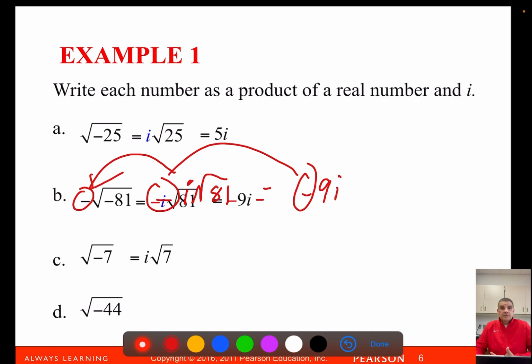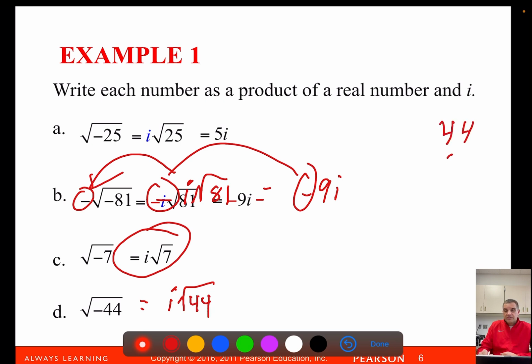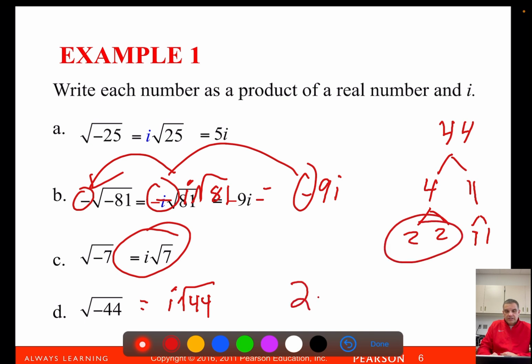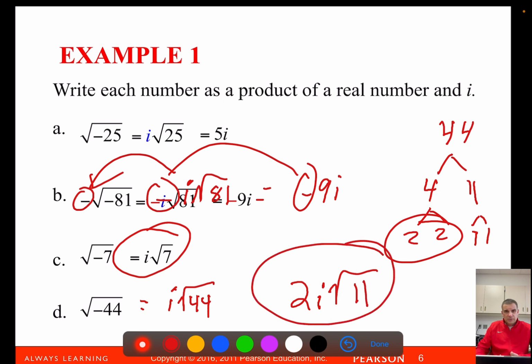Square root of negative 7 is just i radical 7, because we don't know how to break up radical 7. So we just leave it as i radical 7. If we go with negative 44, the square root of negative 44, that's i times radical 44. But we have to try to break that down. So that's 4 times 11, so that's 2 times 2 times 11. This 2 can come out. So that's 2i radical 11. We get our solution for that one.